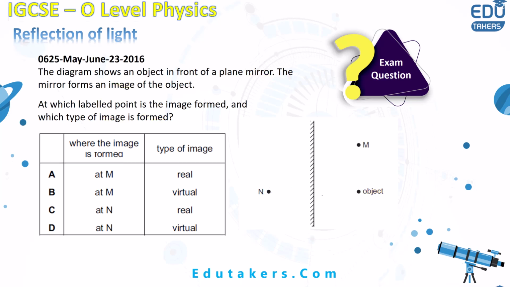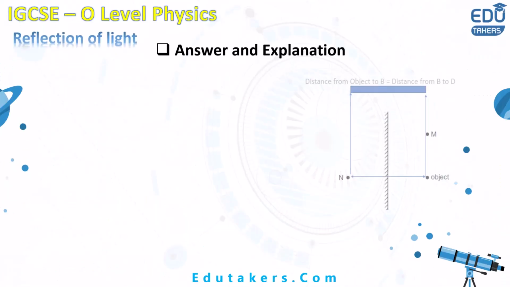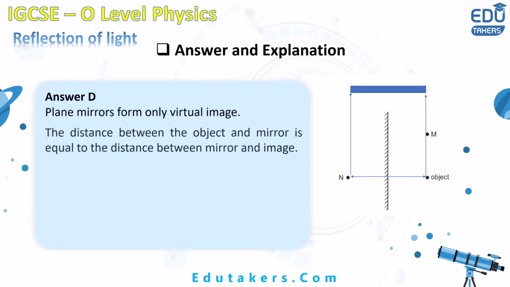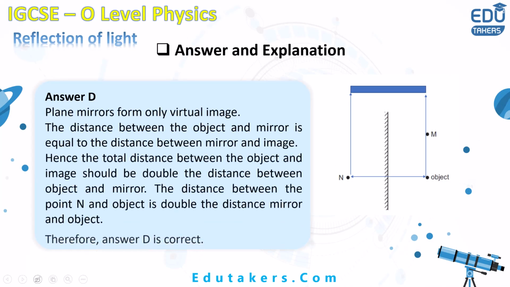Let's see the answer and explanation. Here you can see the object is placed on the right side of the plane mirror, and the point M is mentioned here as well as N. When you see the image, it forms at the point N, because the distance of the image from the plane mirror is equal to the distance of the object from the plane mirror.